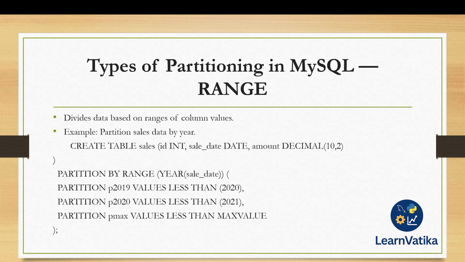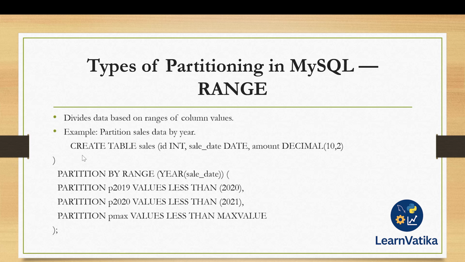So, different types of partitions in MySQL. First, we will see the range. Range partitioning divides data into partitions based on ranges of column values. So based on the range of data present in a column, we are going to divide or partition the table. We will see an example in which we partition the sales data by year, which you can see on the screen.